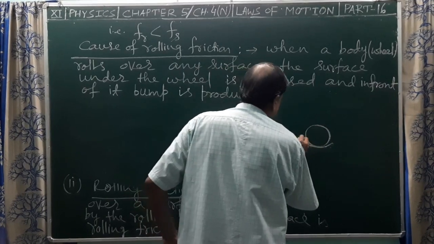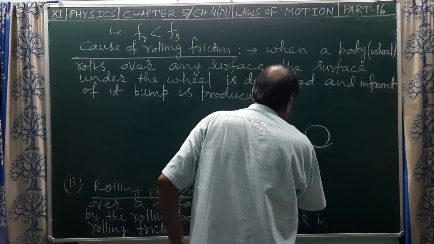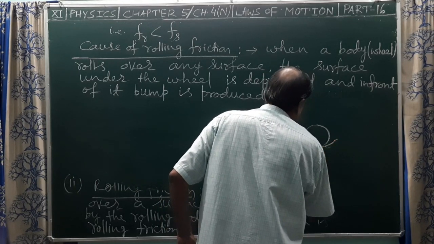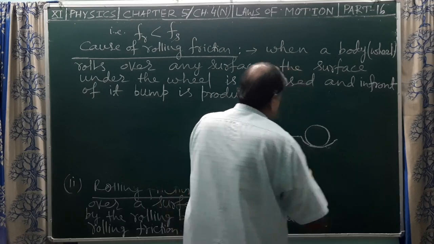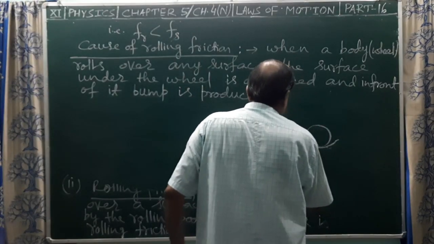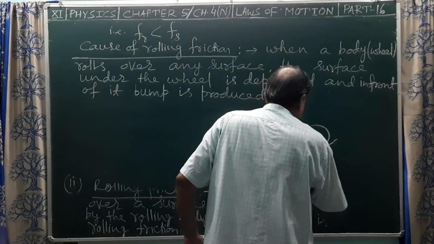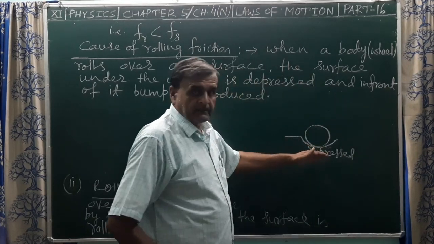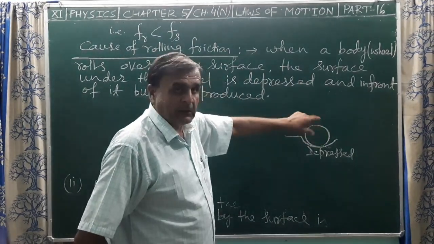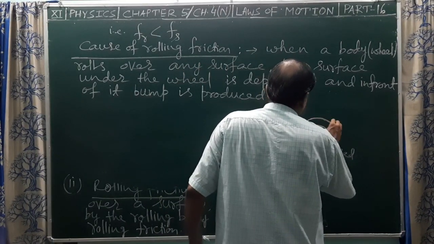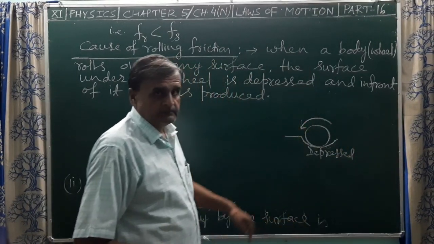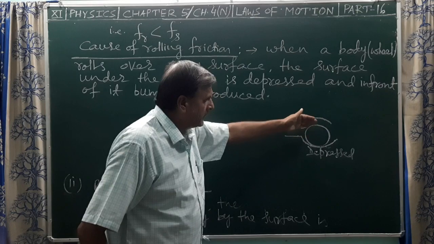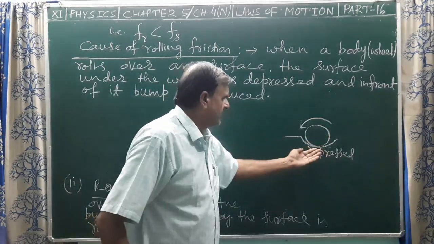the surface, that is in front of the depressed part of the surface, the surface is elevated now. That is, it is a bump in front of this depressed part. This is the depressed surface, that is, the depressed surface below the rolling wheel. When the wheel is rolling, the surface below the rolling body is depressed.